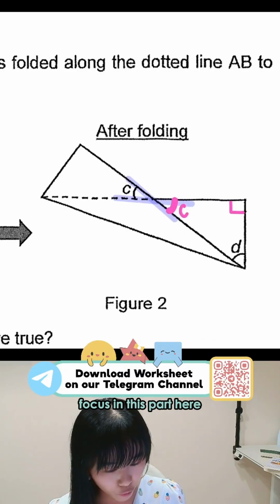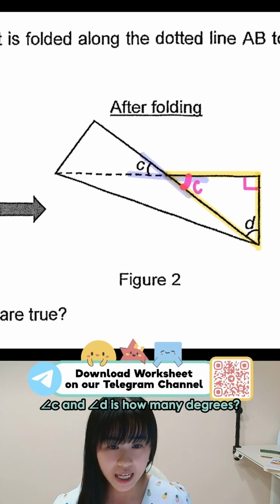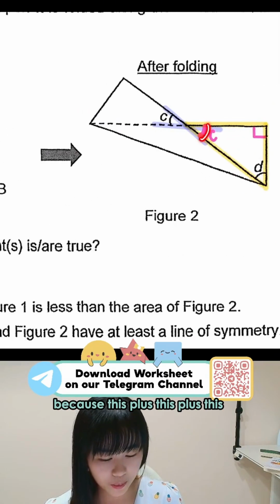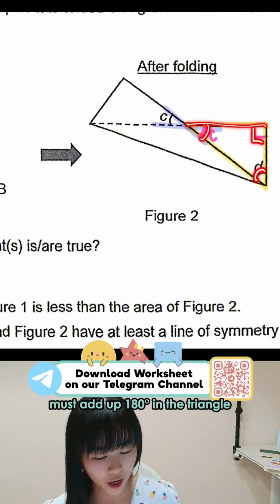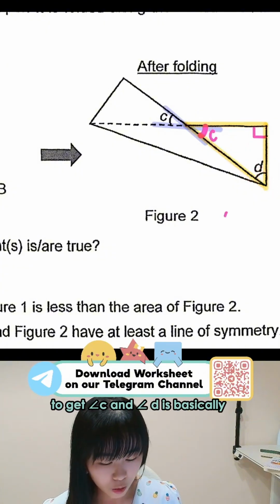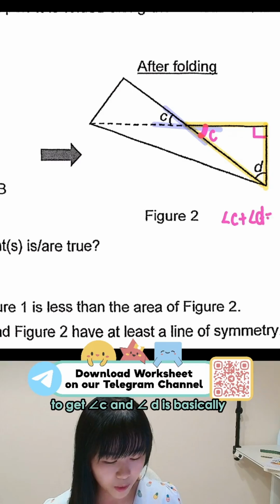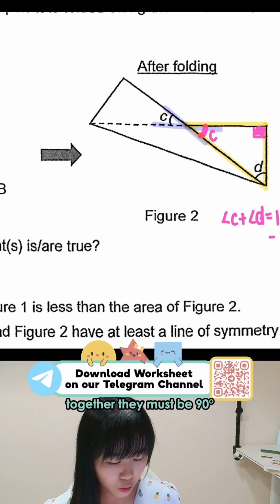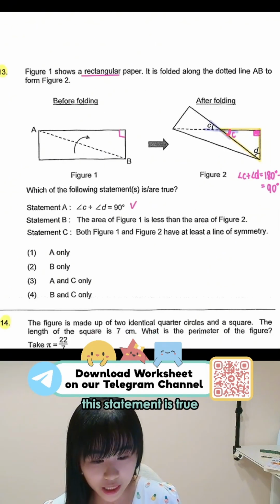Then now I want you to focus on this part here. C and D is how many degrees? Yes, 90. Very good. Because this plus this must add up to 180 in the triangle, correct? So to get angle C and angle D is basically taking 180 minus away this 90 degrees right here. Then you'll know that together they must be 90. This statement is true.